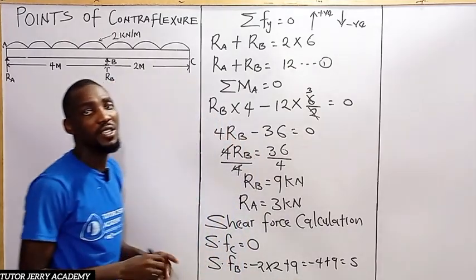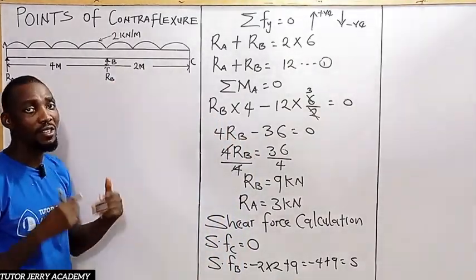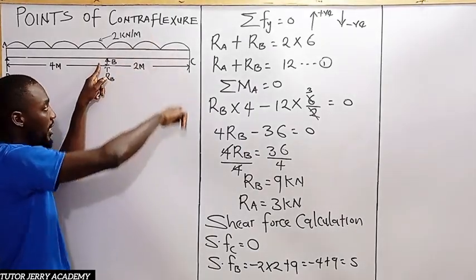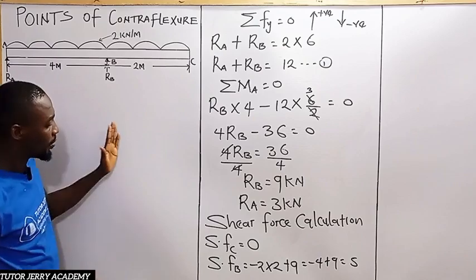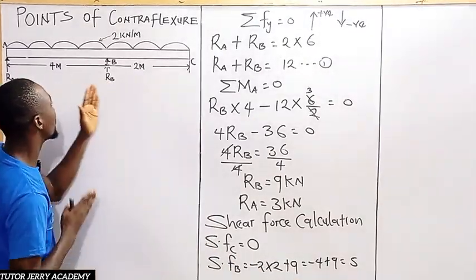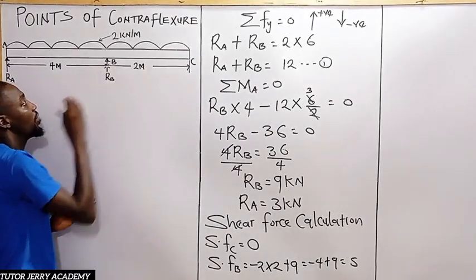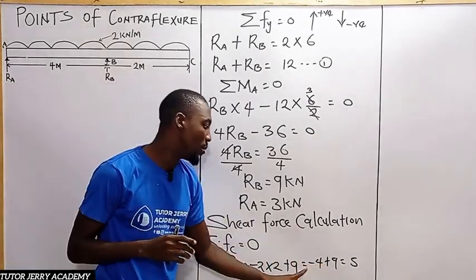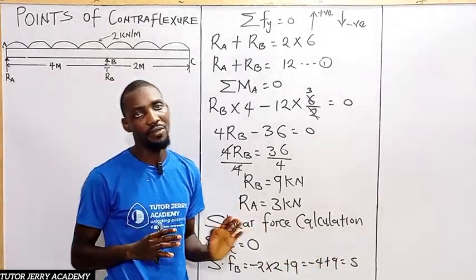The meaning of this is at point B, we are having 2 shear forces. The first one is the uniform distributed load, and when you convert that to a point load, you are going to have negative 4. By the time you add the effect of this reaction at B to it, it is going to change from negative 4 to 5. That is the meaning of that.